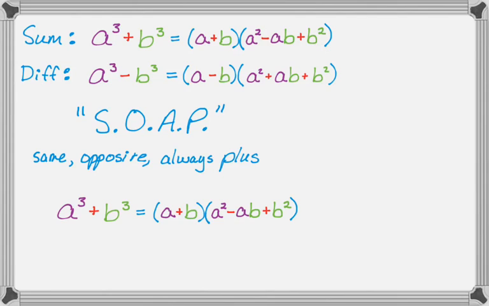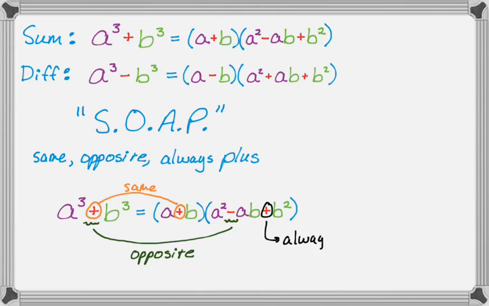So here's the sum of cubes, a cubed plus b cubed. The S stands for same. So what that means is we have a cubed plus b cubed, so this plus is always going to be the same as what you start with there. If it's a sum of cubes, you're going to start with a plus b. Then the next thing is opposite. Well, it's the sum of cubes, so we have a plus in the sum, and then over here we have a minus, and so that's the opposite part. And then the always plus just comes from the fact that it's always a plus at the end.